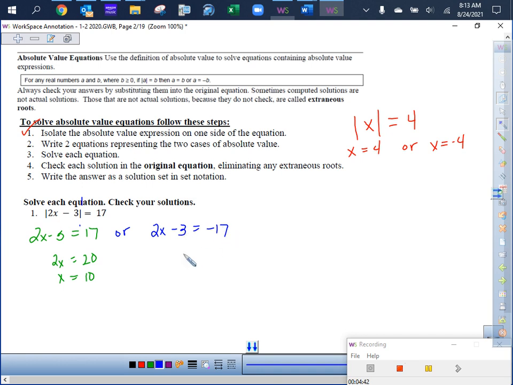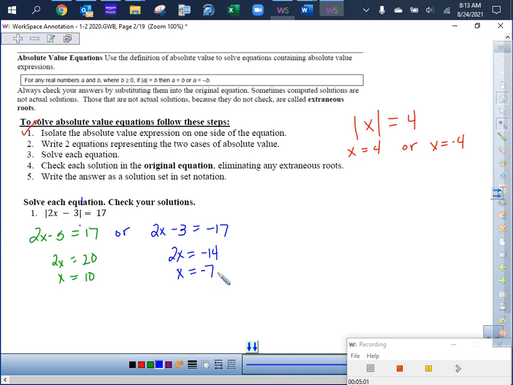Let's go ahead and solve the blue guy also. So we're going to add 3 to both sides. What's -17 plus 3? -14. Watch those signs. You're free to use a calculator if you need to, and then totally divide by 2, and we get another possible solution of x equaling -7.